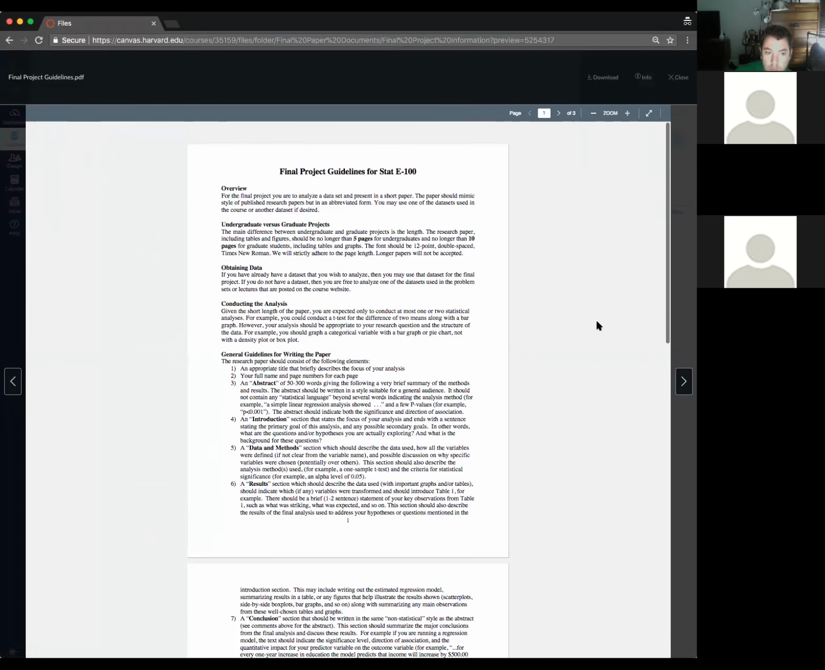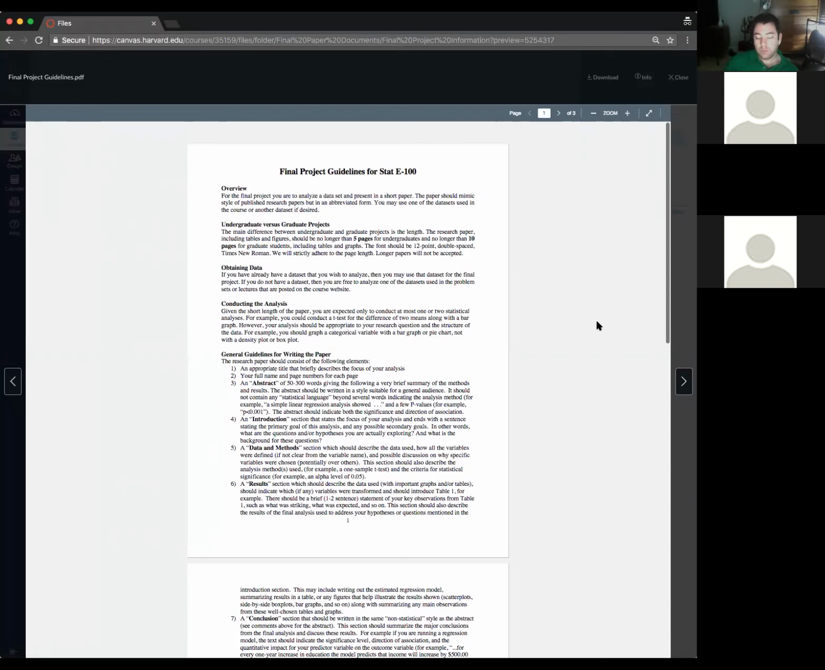Depending on whether you're an undergrad or a graduate student, you'll have a different page length. The whole idea of this project is having you apply what you've learned in the class. You're basically emulating what an academic or a statistician would be doing, taking a data set, coming up with a research question, and then running statistical analyses to test whether you have enough evidence to support a conclusion based on your research question or not.